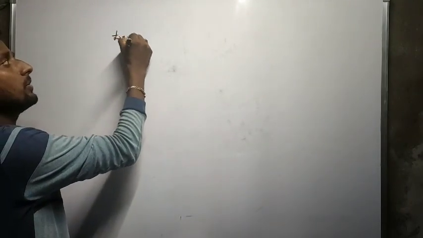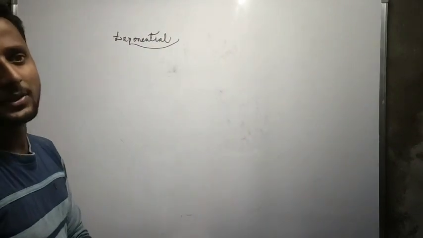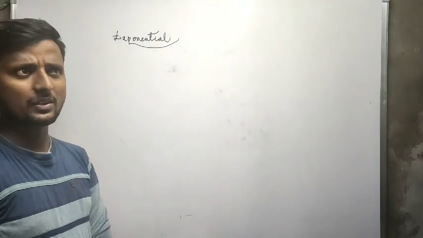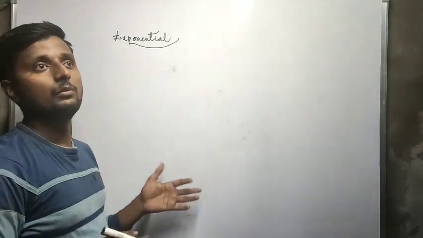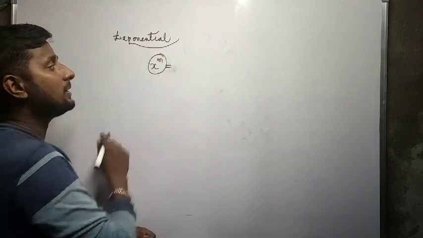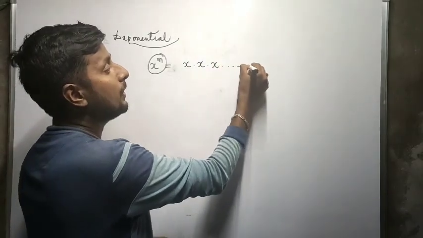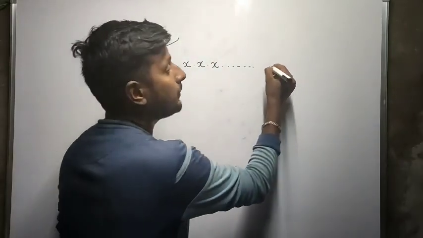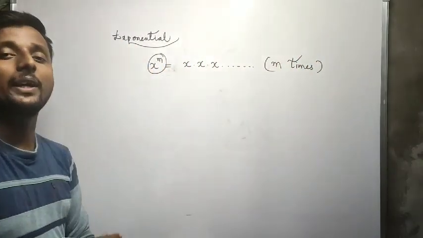So where do we use exponential forms? As we know from lower classes, exponential forms are mostly used to represent a number multiplying itself a certain number of times. For example, if I write x power m, x is a number multiplying itself how many times? What is the power here? m. So x multiplying itself m times, we can write as x power m.